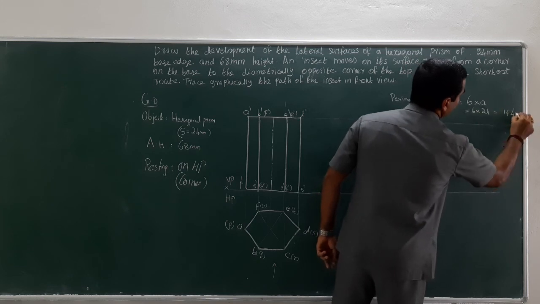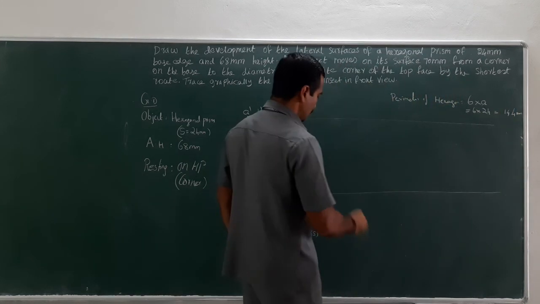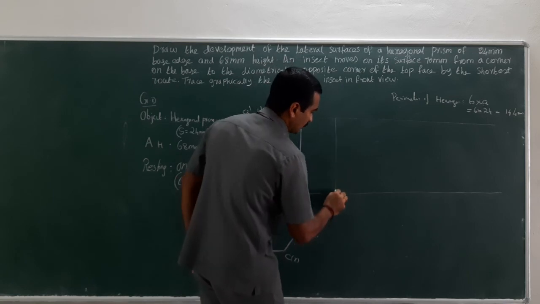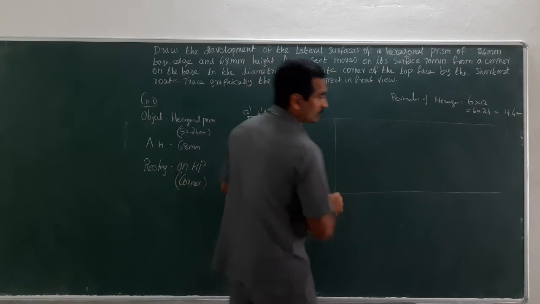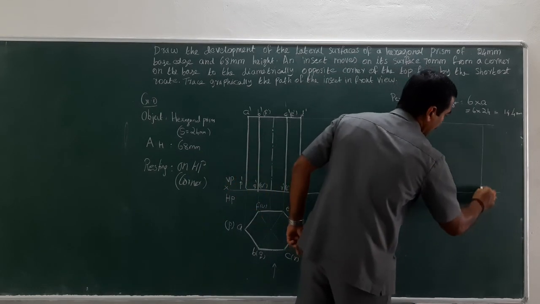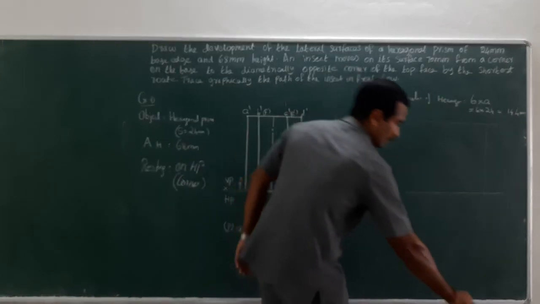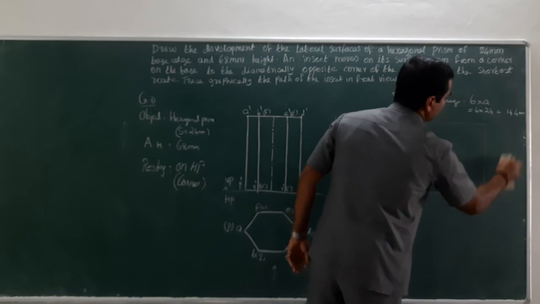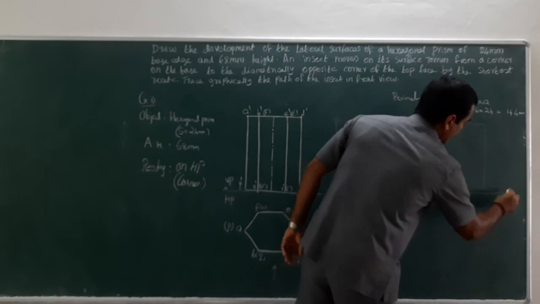144 mm, isn't it? 144 mm. So choose any point here. From here, stretch your compass and cut an arc. That is nothing but the length of the development. There are lateral surfaces.